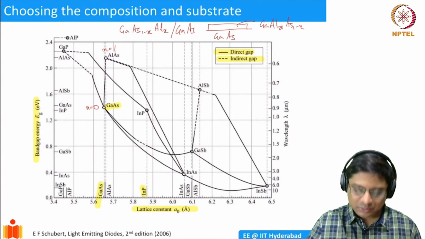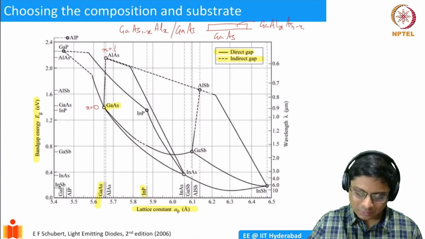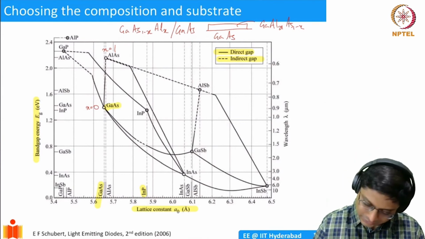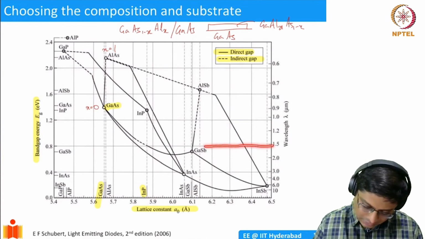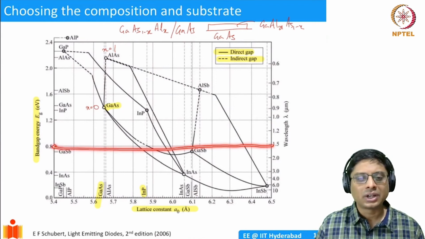Another wavelength of interest would be 1.55 microns. I told you that for telecommunications we use the 1.55 micron wavelength. And what is the energy corresponding to that? Well, the 1.55 micron is here, and this corresponds to roughly 0.8 eV. This is a line. So I want to grow this. What do I do?